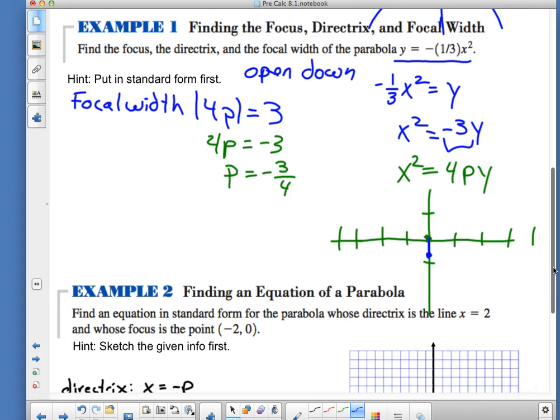That's my p. That tells me where my focus is going to be. I also know that my parabola is going to curve around my focus. The opposite of the focal length tells me where the directrix is.